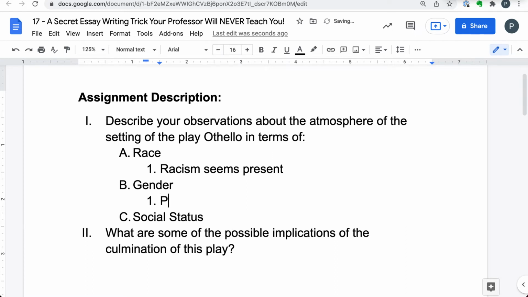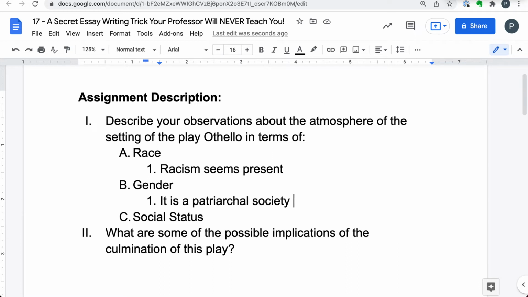It is a patriarchal society, no question about it. It seems to be, or it really is, a totally patriarchal society. How do we know that? Well, we know because Desdemona completely submits to the will of her father, and she's struggling between how to submit to the will of her father and to the will of her lover.